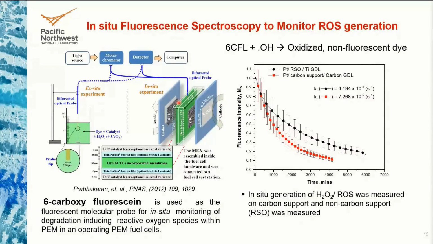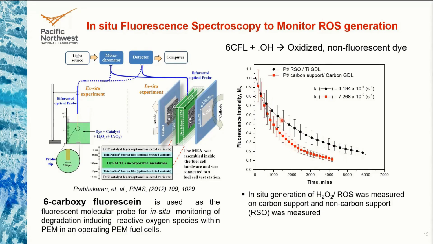Previously, during my undergraduate research under Professor Vijay Ramani, I developed a technique called in situ fluorescence spectroscopy using a dye called 6-carboxyfluorescein, which is sensitive to the hydroxyl radical. So we are able to incorporate this dye into the membrane part of a fuel cell membrane electrode assembly and insert the fluorescent probe locally, so that you can monitor how the ROS is being generated just by monitoring the fluorescence decay over time.